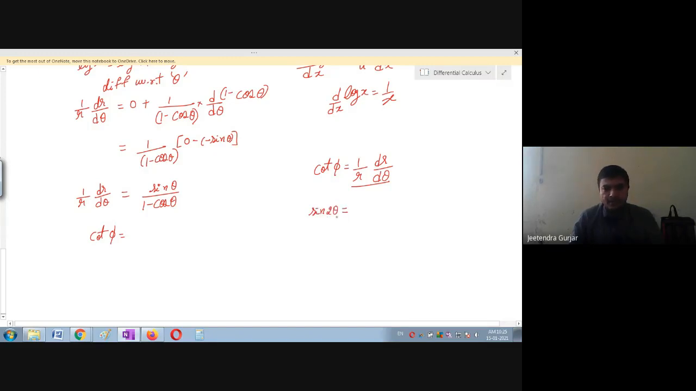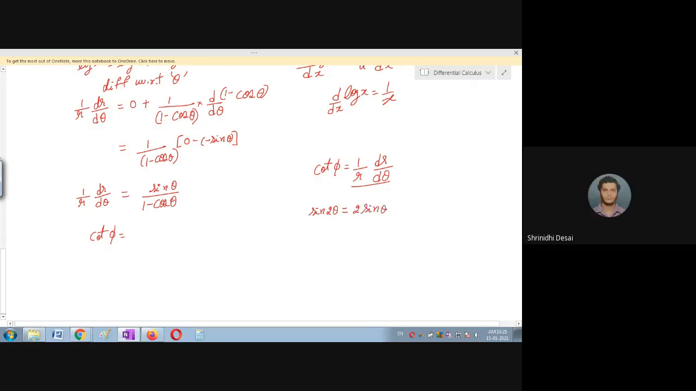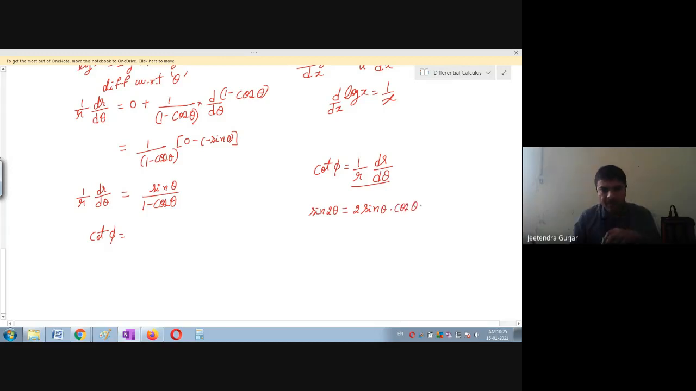Can anybody tell me what is the sin 2 theta formula? 2 sin A cos A, yes, very good. So you can see, instead of 2 theta, if here we have half angle, I can write it like this. Is there any confusion? So I'm going to use half angle. Sin theta is equal to 2 sin theta by 2 cos theta by 2. Instead of 2 theta, I have taken half angle, that is theta.